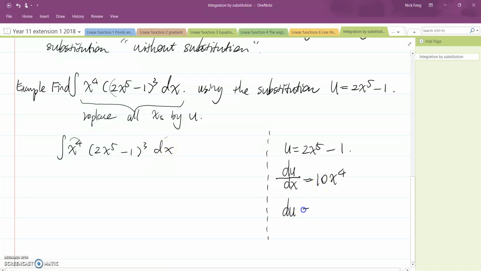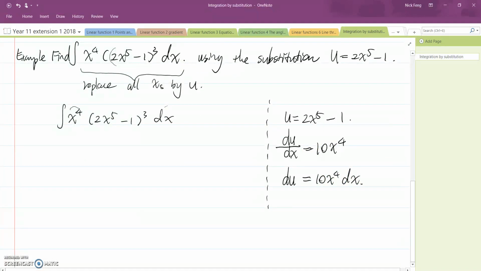So if you multiply both sides by dx from this equation, dx. But we don't have 10x to the power 4, do we? We have x to the power 4. So therefore, we just need to divide both sides by 10 to get exactly what's provided in the question in order to help us to do the substitution. So therefore, now once you've done this step, x to the power 4 combined with the dx, that is your du over 10.